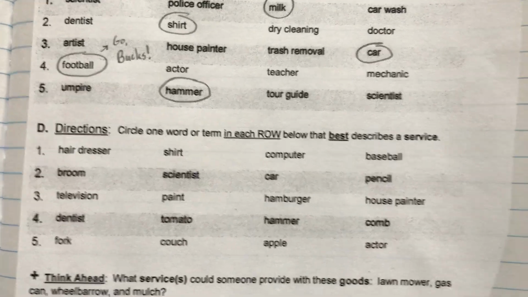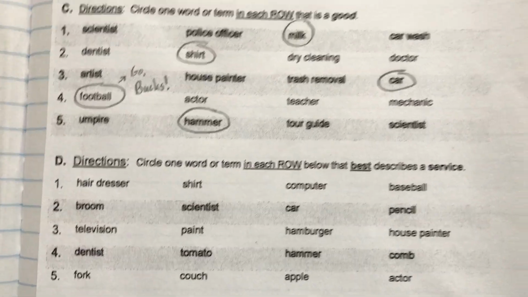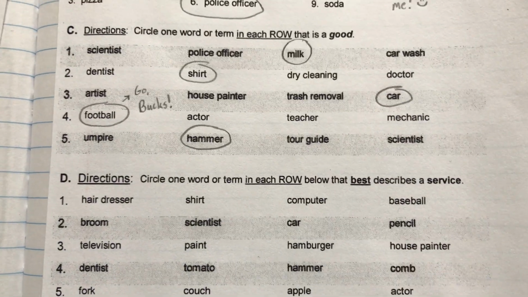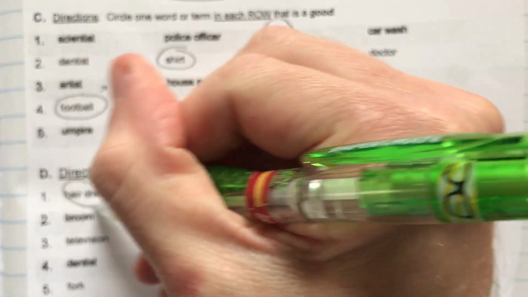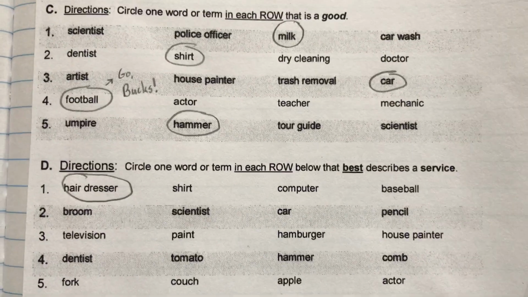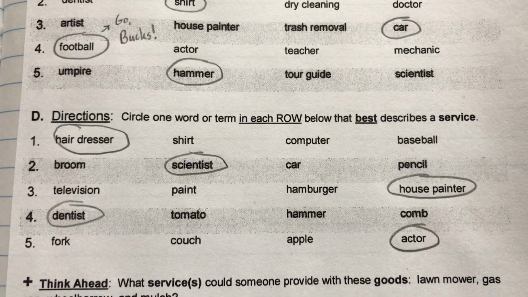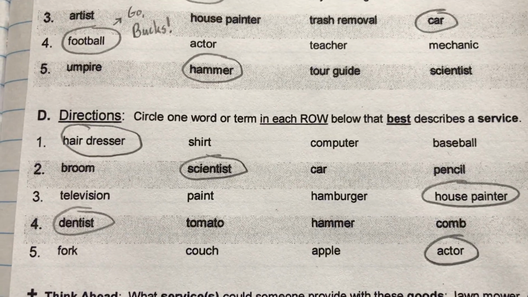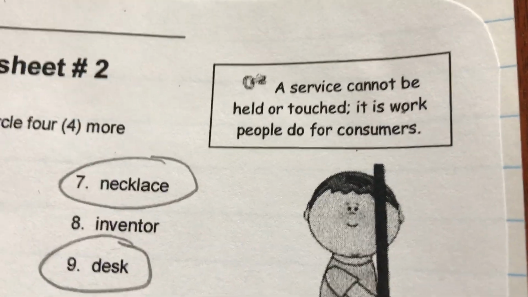All right, last but not least here, letter D, it says circle 1 word or term in each row that best describes a service. So again, looking at number 1 as a row all the way across, if I think about hairdresser, shirt, computer, or baseball, which one's a service? I'm going to assume here that the hairdresser is the service. So go ahead and do 2 through 5 first. So number 2 was the scientist, that is a service, and then number 3 was the painter, 4 the dentist, and 5 the actor. Again, thinking about services as something that cannot be held or touched, work people do for consumers.